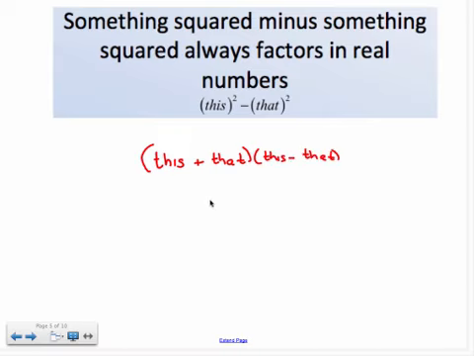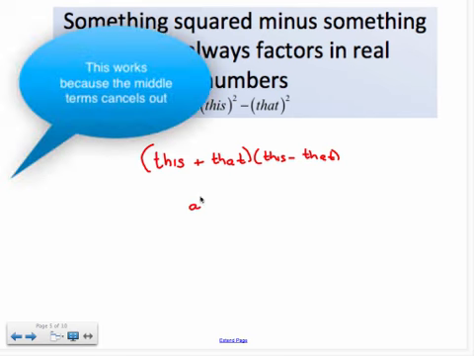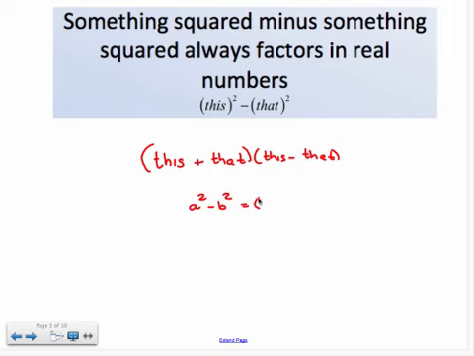Okay, if you don't like my words, this is the same as saying a squared minus b squared will always factor, and it always factors in this form, (a plus b) times (a minus b). And yes, that could be written in reverse. It could be (a minus b) times (a plus b). You'll get the same answer. Multiplication commutes, which means the order does not matter.